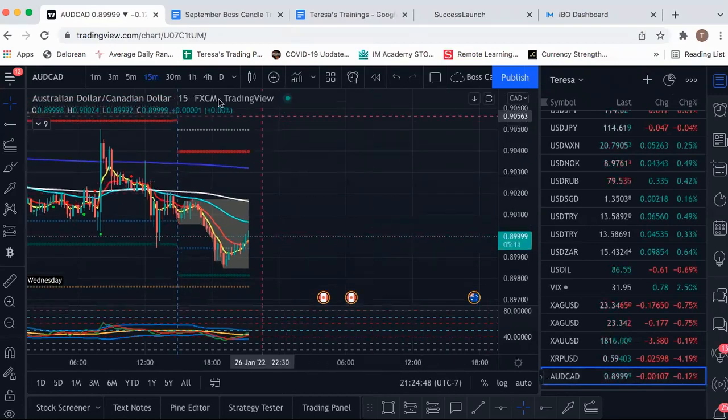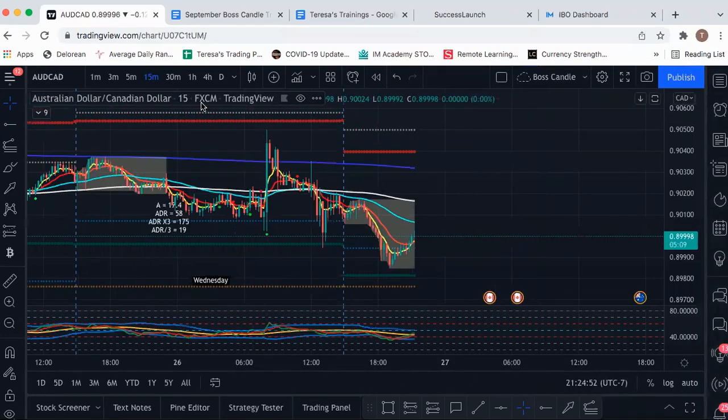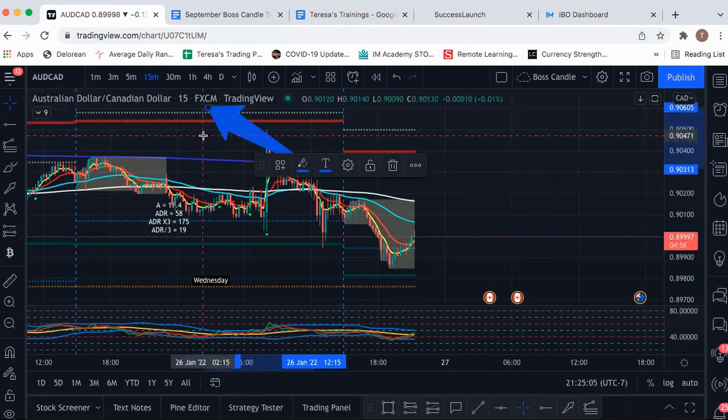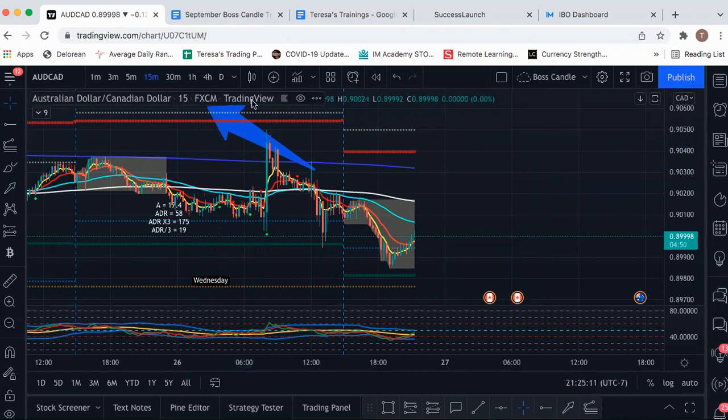So right now on TradingView, I am looking at FXCM as the broker. If you don't know how to see what broker you're looking at, where this blue arrow is pointing tells you whose broker's feed you're looking at. So lots of people will say, well, on TradingView my price is this, but it's not TradingView that's dictating that price, it's the broker.